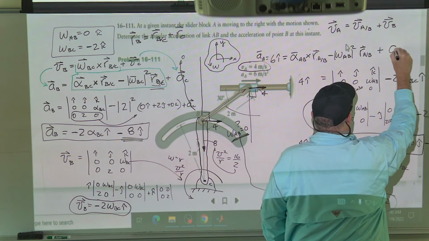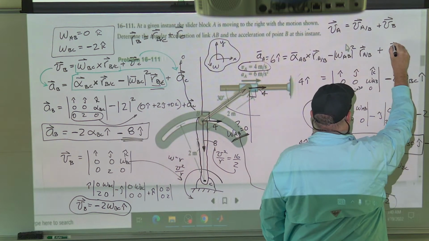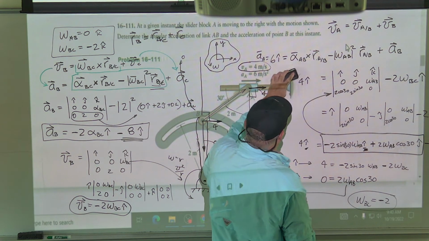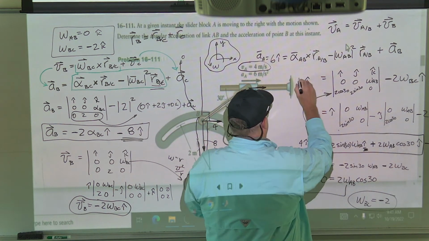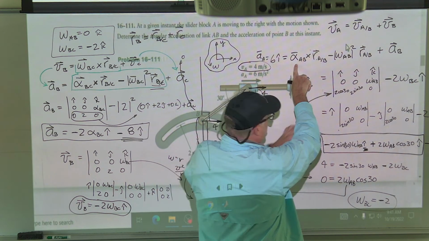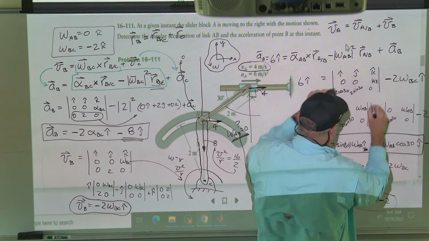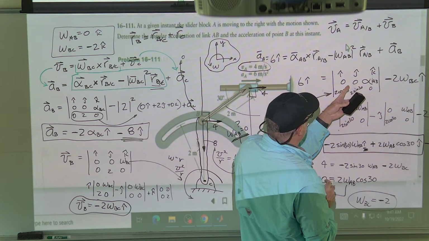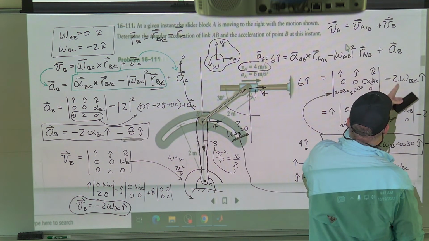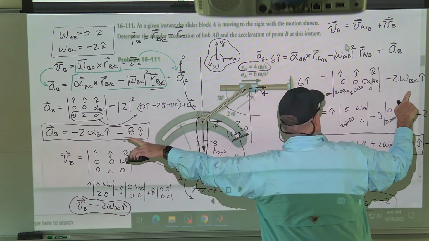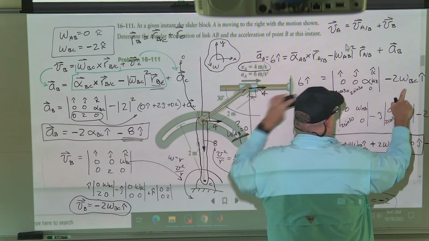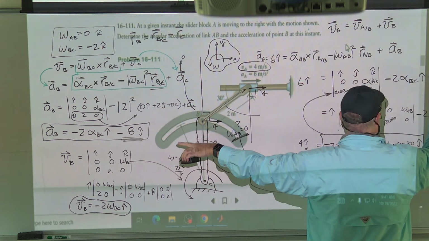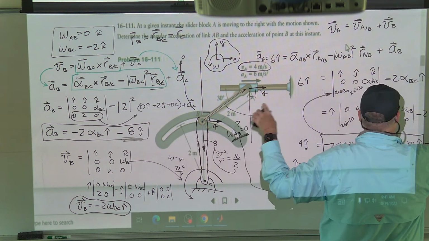plus the acceleration of B. Now here's what's funny. I'll take this term, I'll do this, 6. I'll take this, I'll do this, alpha. That's the same thing that was there before. And then this one was copied from here, but now guess what? Look at that. And I get this extra term, minus 8j.